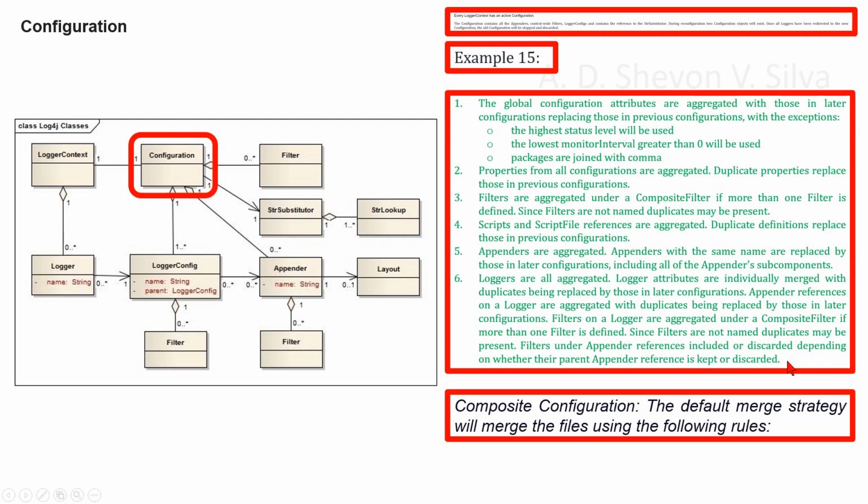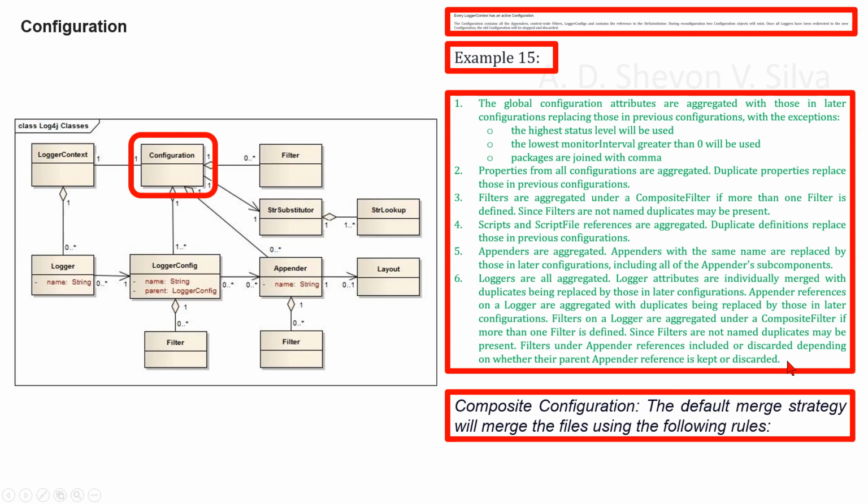Step 6: loggers are all aggregated. Logger attributes are individually merged with duplicates being replaced by those in later configurations. Appender references on a logger are aggregated with duplicates being replaced by those in later configurations. Filters on a logger are aggregated under a composite filter if more than one filter is defined. Since filters are not named, duplicates may be present. Filters under appender references are included or discarded depending on whether their parent appender reference is kept or discarded.